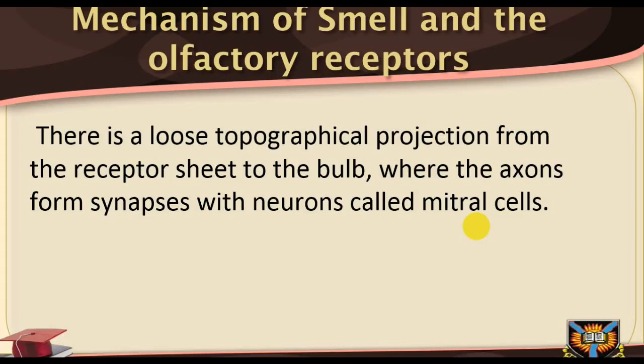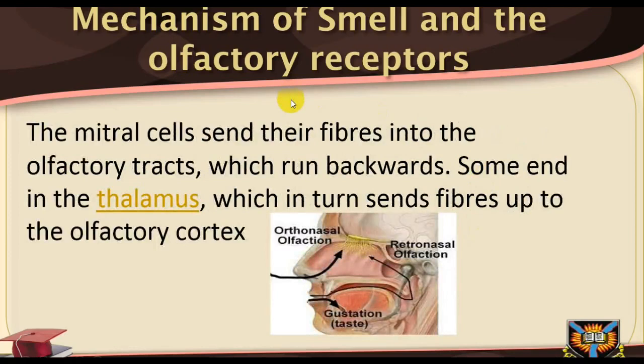Hence, neurons in the olfactory bulb respond with one distinct temporal pattern of impulses to one odor and different patterns to other smells. The mitral cells send their fibers into the olfactory tracts, which run backwards. Some end in the thalamus, which in turn sends fibers up to the olfactory cortex. The neurons of the olfactory cortex are still not highly specific for particular odors.